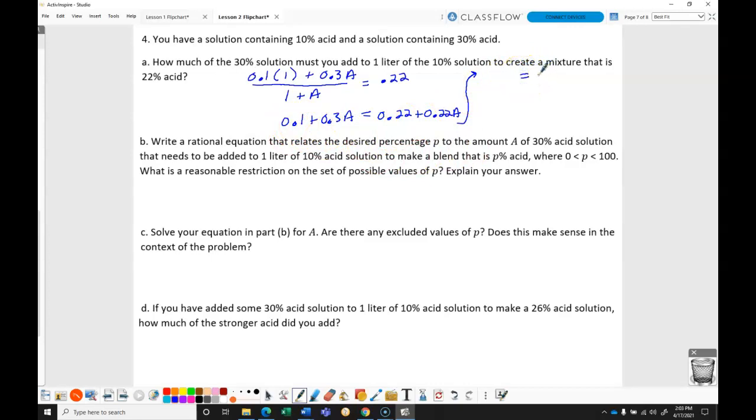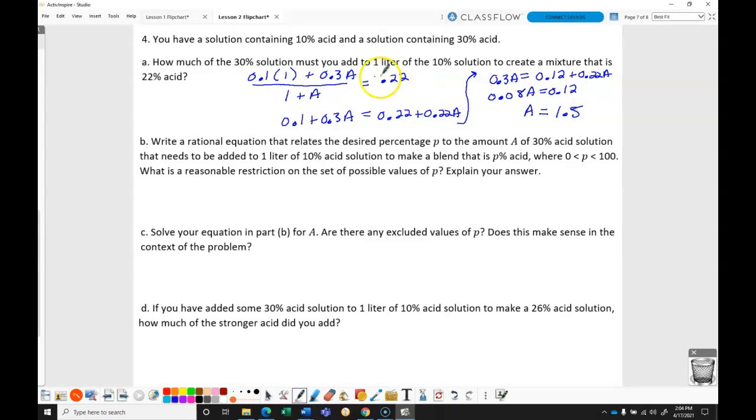So that gets me 0.12 plus 0.22a and 0.3a. Now I need to subtract 0.22a from both sides, and I believe that gets me 0.08a equals 0.12. Then I'm going to divide both sides by 0.08 to get what a is. So I'm doing 0.12 divided by 0.08, and that's getting me 1.5.